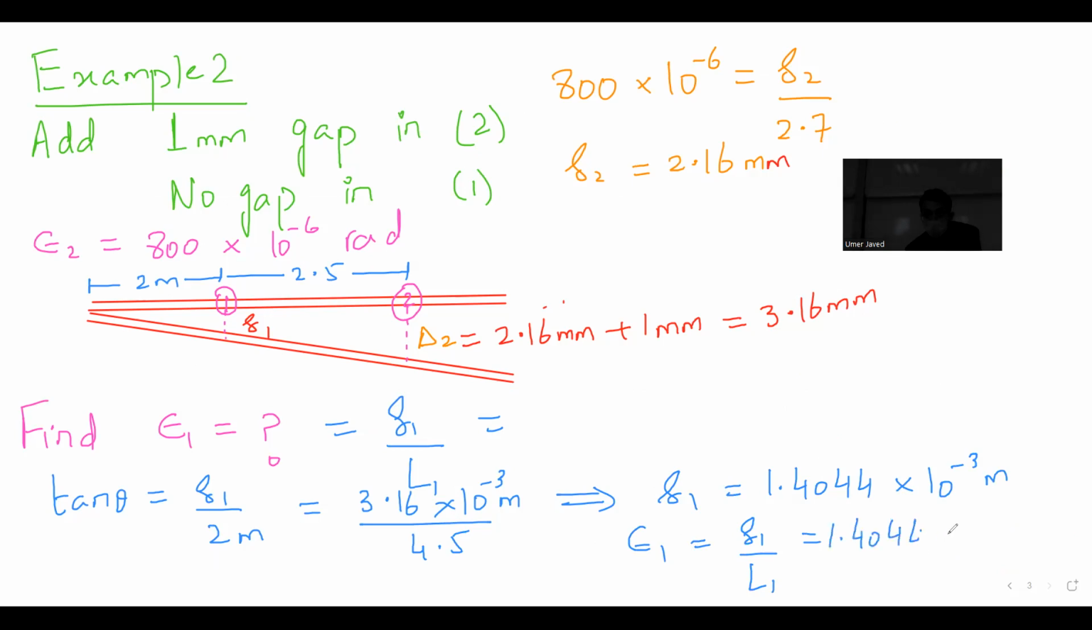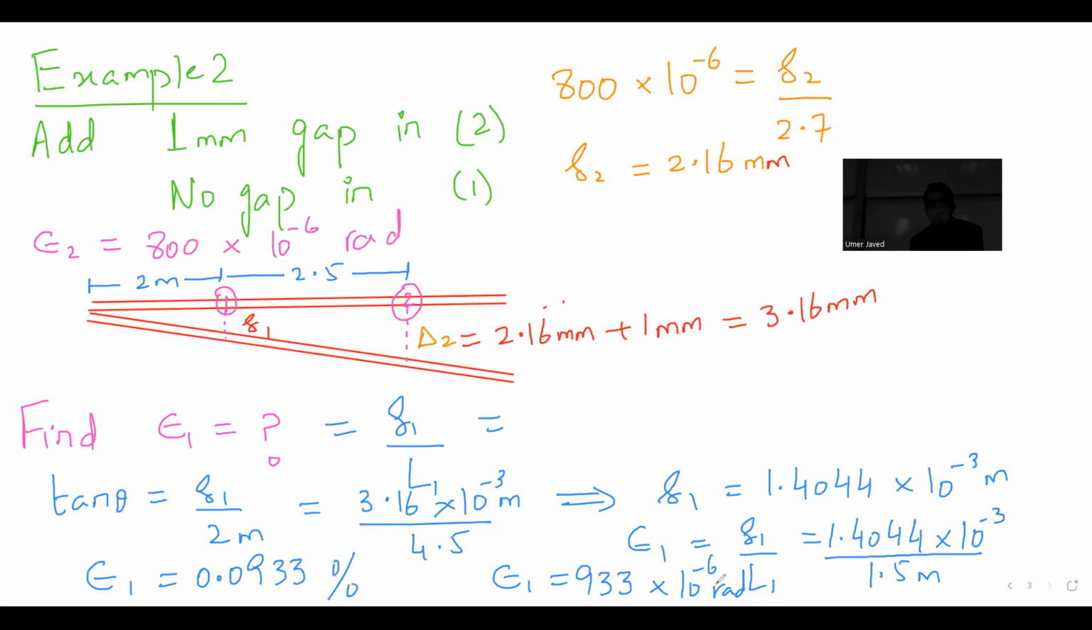I really want to skip some steps. Divided by 1.5, which is equal to, yeah, seems correct, 933 into 10 power minus 6. Again, meter by meter or radian. And epsilon 1 in percentage, you just multiply with 100. It comes out to be 0.0933. I just multiplied this chunk with a 100.